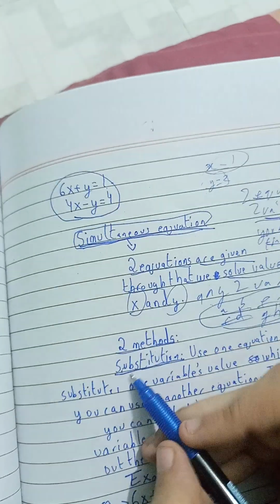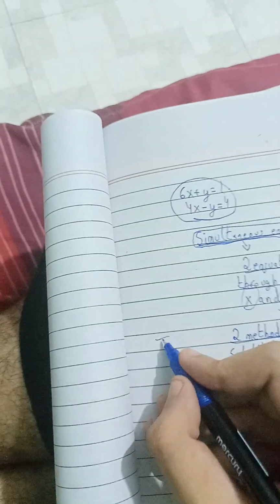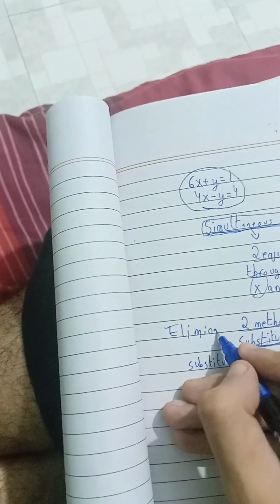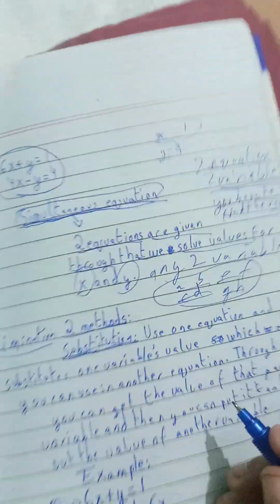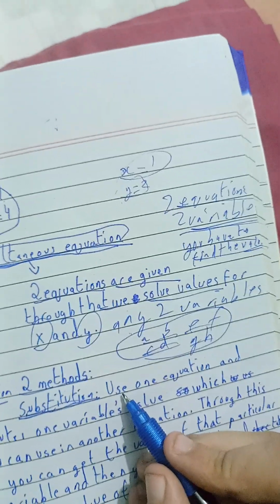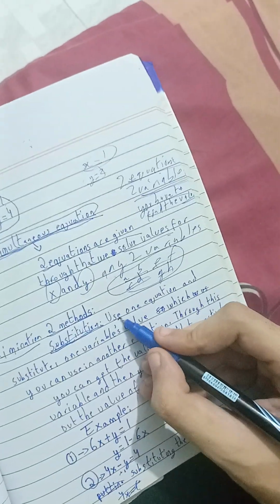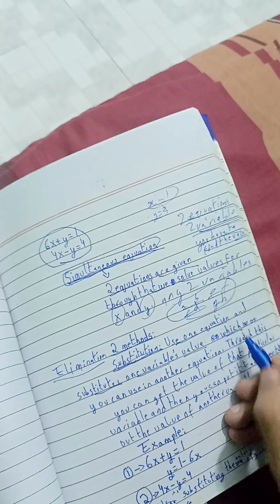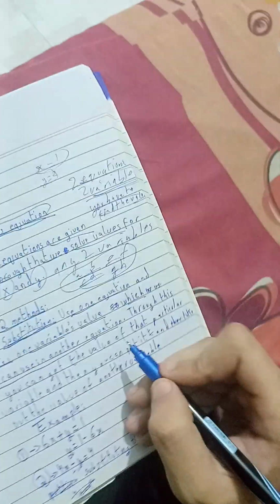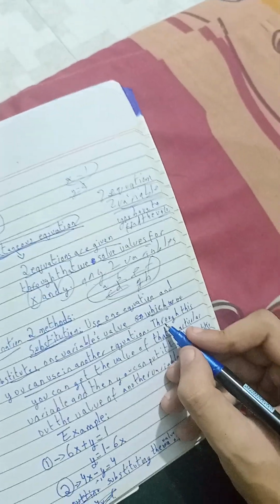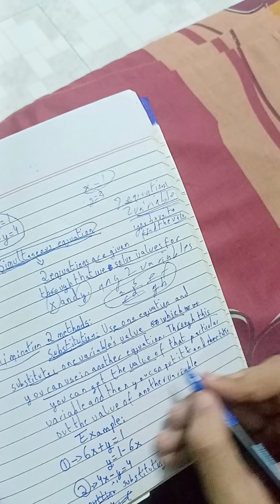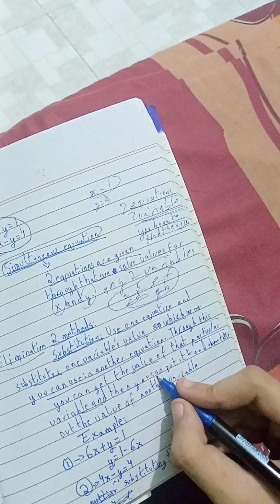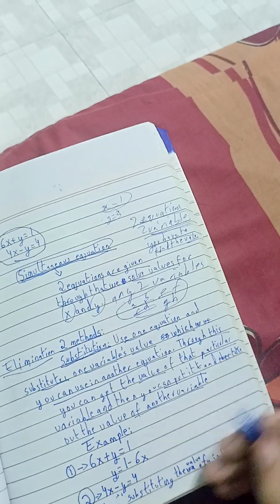So there are two methods basically. The method I prefer is this one, substitution. There is one more method known as the elimination method. I will tell you, but let's first discuss this method. So basically in this method we use one equation and substitute one variable's value into another equation. I will show you one example and then you will easily understand. Through this you can get the value of that particular variable, and then you can put it in and find the value of the other variable. Let's take an example.